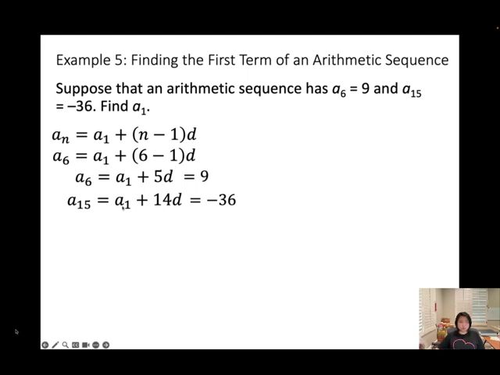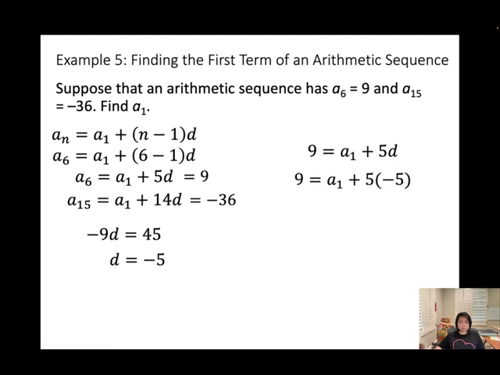So the A1 will cancel out. 5 minus 14 is gonna be -9. And this is 9 minus -36, so it's gonna be positive. And then divide by -9 for the whole equation to find d. Once you find out what your d is, you're gonna plug into this equation to find out what your A1 is. Simplify it, you're gonna get A1 equal to 34.